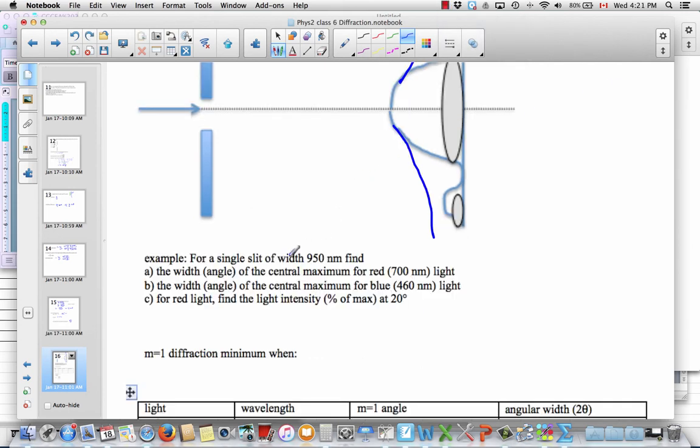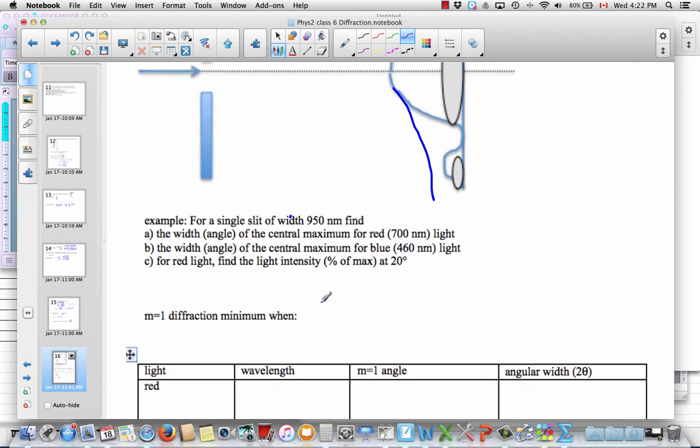Let's do a quick example. So here we've got a single slit. Its width is 950 nanometers, and let's say we're shooting red light at it. So our diffraction relationship that we have derived says that the diffraction minima, and I won't go through the phase argument, I'll just use the final result, are found at a sine theta equals m lambda. So the m equals 1 minimum happens at an angle where sine theta is lambda over a. So lambda is 700 nanometers, and then the slit width itself is 950 nanometers.